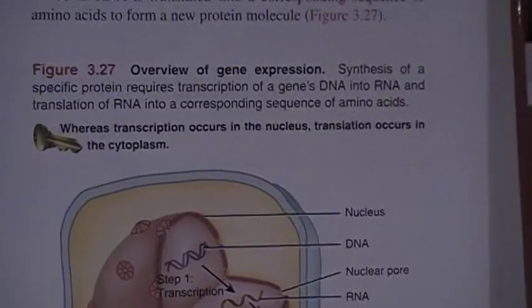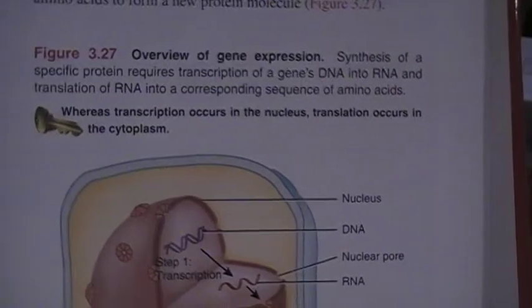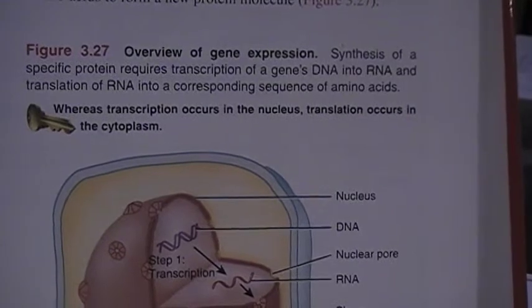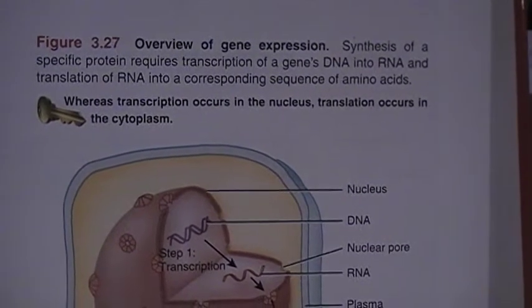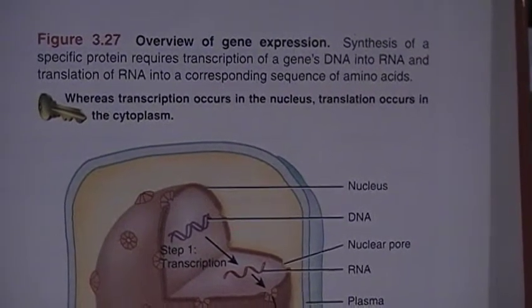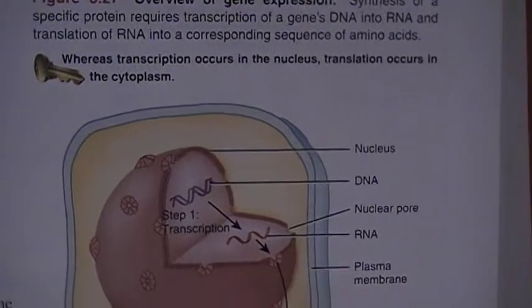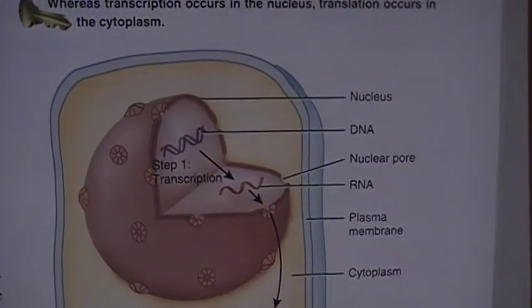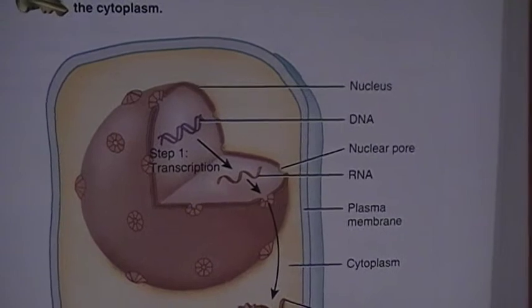Overview of gene expression. Synthesis of a specific protein requires transcription of a gene's DNA into RNA and translation of RNA into a corresponding sequence of amino acids. Step 1. Transcription.